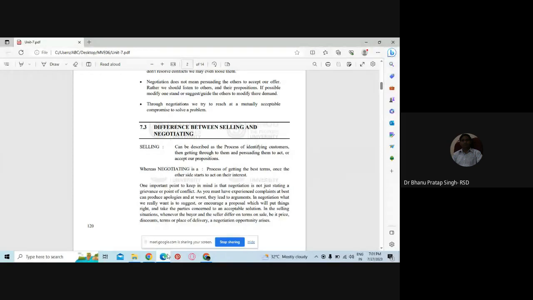The important point to keep in mind is that negotiation is not just stating a grievance or point of conflict. As you must have experienced, complaints at best can produce apologies, and at worst, they lead to arguments. In negotiation, what we really want is to suggest or encourage a proposal which will put things in the right way and take the parties concerned to an acceptable solution. This is called negotiation.